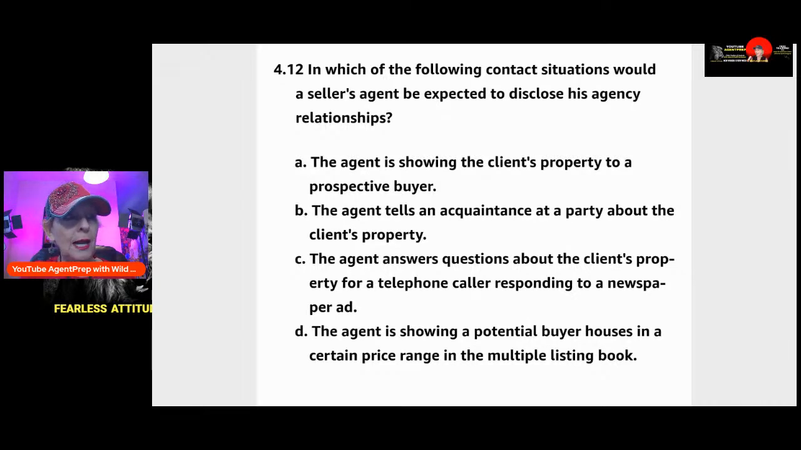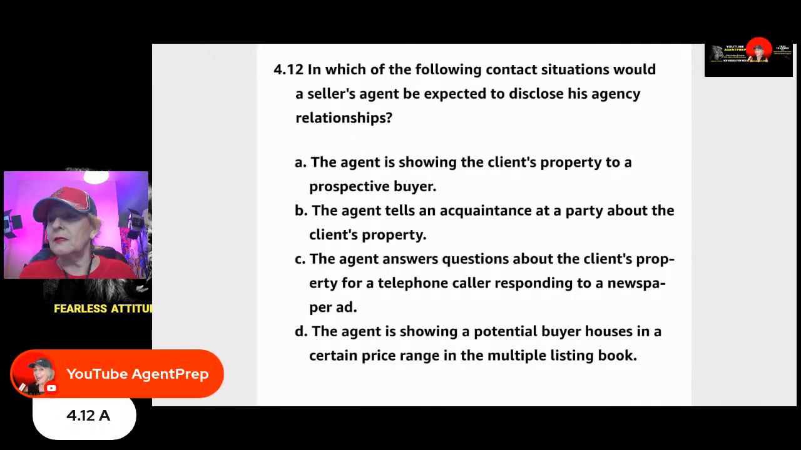A, apple, and the answer is A. The agent is showing the client's property, the house that they're representing, to a prospective buyer. So let's say you're at an open house for your listing, representing the seller. Buyers come in, they could become your client, but not on that property. You could write the contract for them, but not represent them. Therefore, we must disclose, hey, I am the seller's agent for this particular property. So everyone answered A? Yes, awesome.